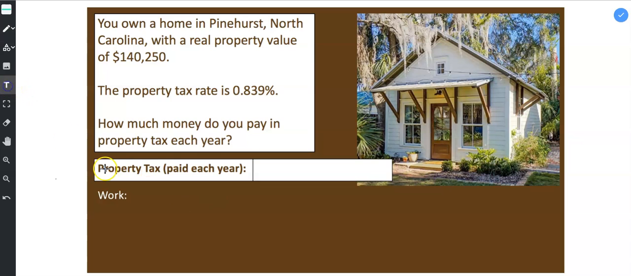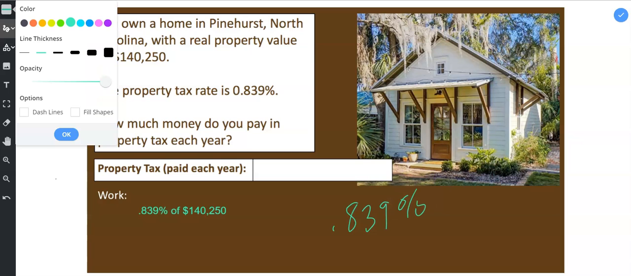So I'm going to go ahead and go to the typing tool and I'll type 0.839% of the $140,250. And then I need to change that percent to a decimal. So 0.839% change to a decimal. So I cross out the percent sign, I move the decimal 2 times to the left. I have 2 open loops, so I need 2 extra zeros.